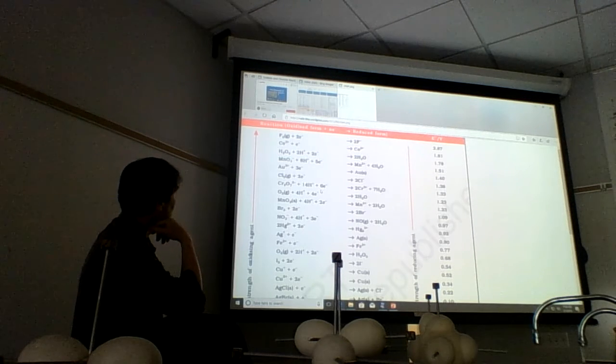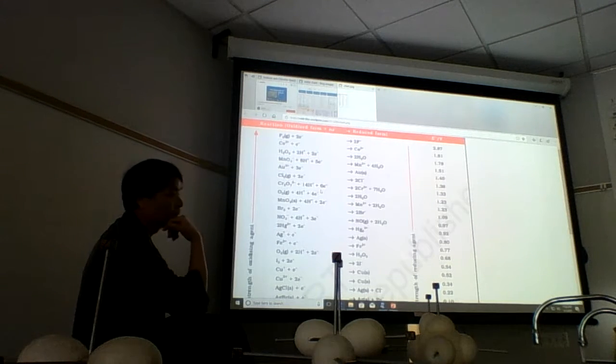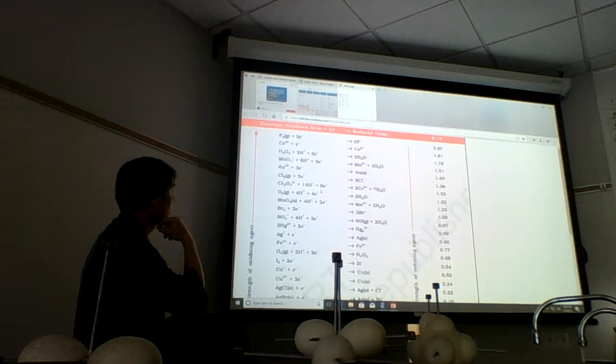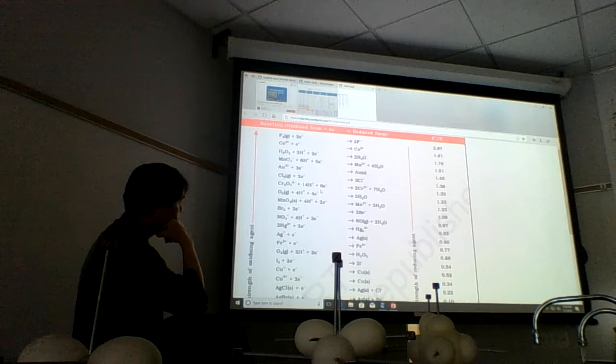But what's at the top left? Fluorine, which is what? Powerful oxidizer. What's below fluorine? This is different than our chart because number 2 on our chart is different. Number 2 on this chart is cobalt 3. Cobalt 3 ions are a powerful oxidizer. Cobalt doesn't like to be +3. It'd much rather be +2. Number 3 is hydrogen peroxide. Number 4 is permanganate. Permanganate is a very powerful oxidizer.